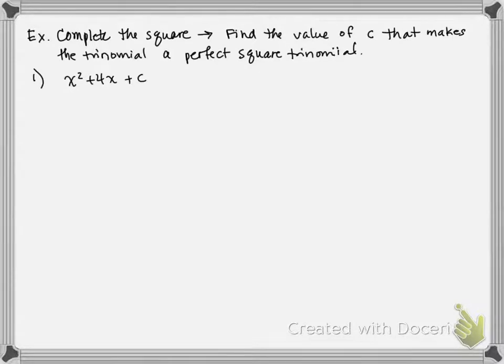So we want to figure out what c is going to be so that we have a perfect square trinomial. First thing we're going to do is take the linear coefficient and cut it in half, and that gives us 2. Then go ahead and square it, and that equals 4. That's what we're going to replace the c with. So then we have x squared plus 4x plus 4.